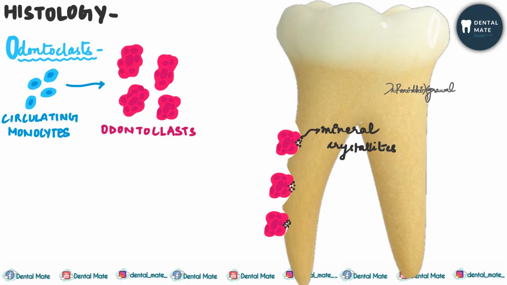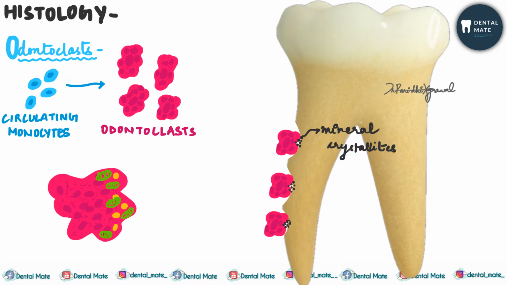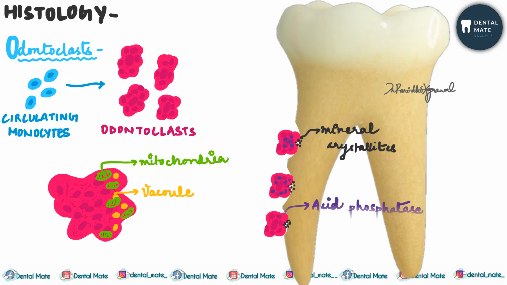Now in the depth of these invaginations, what are seen are the mineral crystallites. Okay, certain invaginations which are seen, in all the invaginations, mineral crystallites are found. Large number of mitochondria and vacuoles are seen in the ruffled border cytoplasm. Along with that, they also have an increased level of acid phosphatase.